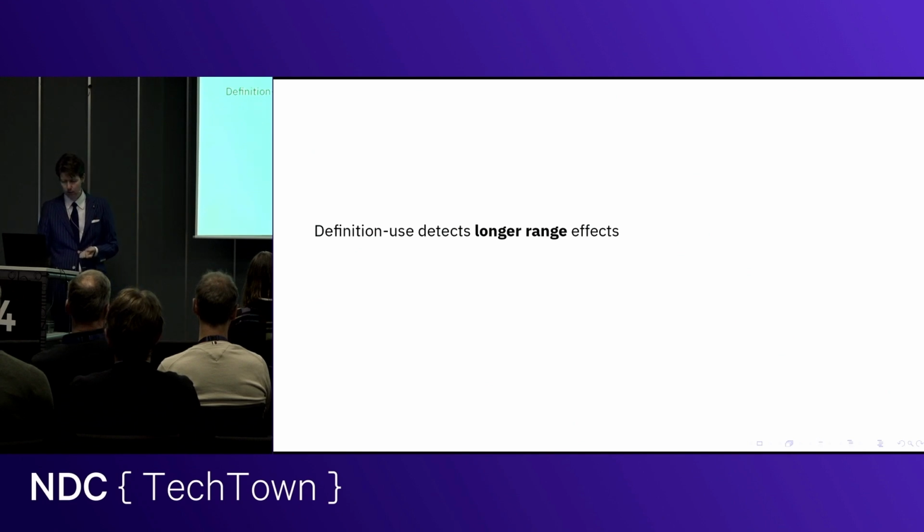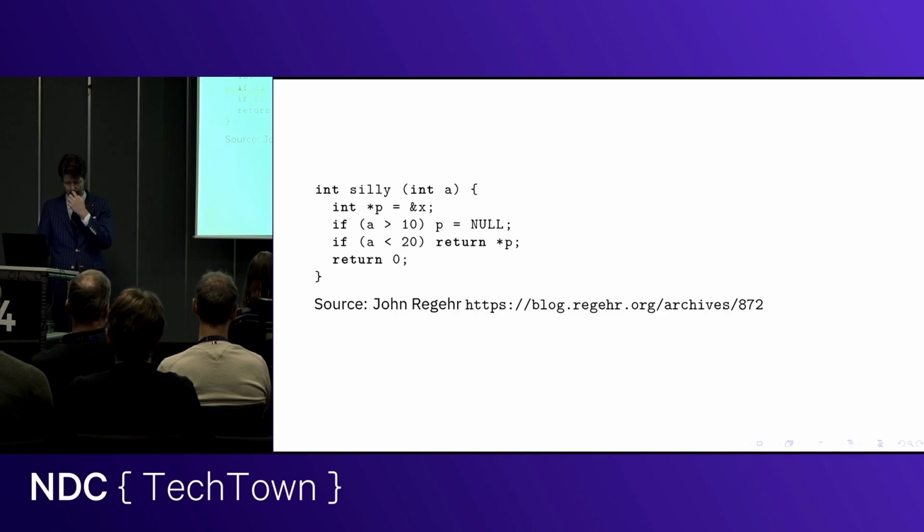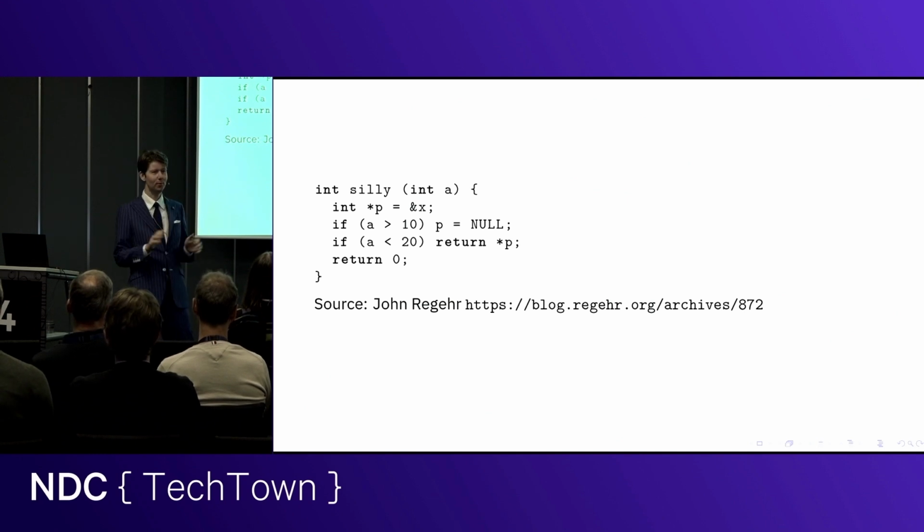John Reger, he was here last year actually. He created this example on his blog. So John lives in the desert and breaks compilers for a living. If there was ever a more perfect job description, I would like to know.